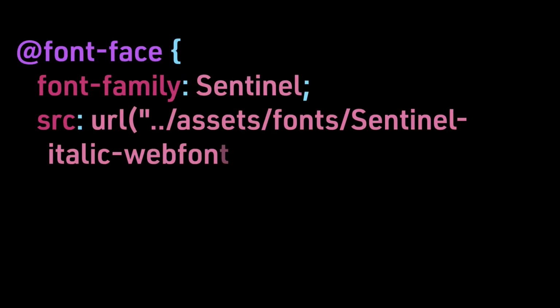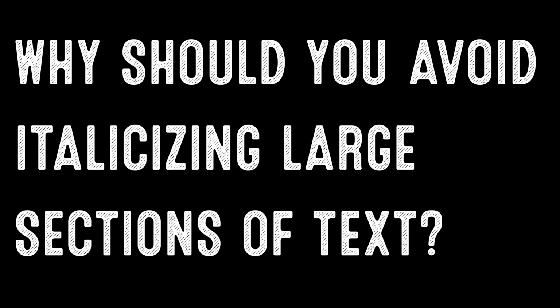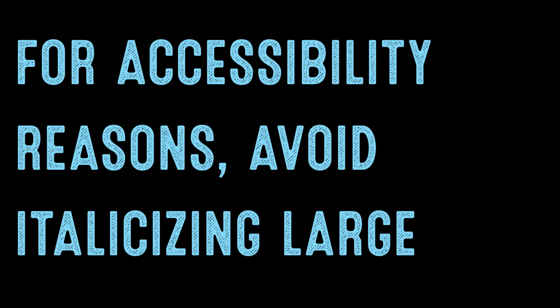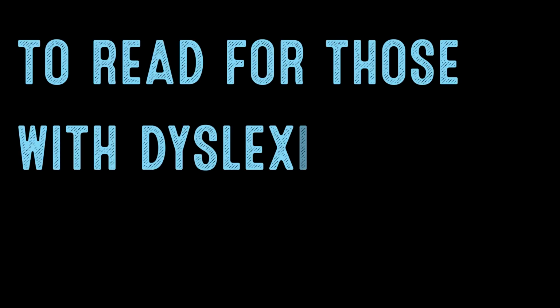Here is an example for the italic weight of Sentinel. @font-face. font-family: Sentinel. src: url(/assets/fonts/Sentinel-italic-web-font.woff2) format("woff2"). font-style: italic. Why should you avoid italicizing large sections of text? For accessibility reasons, avoid italicizing large sections of text because these will be difficult to read for those with dyslexia.